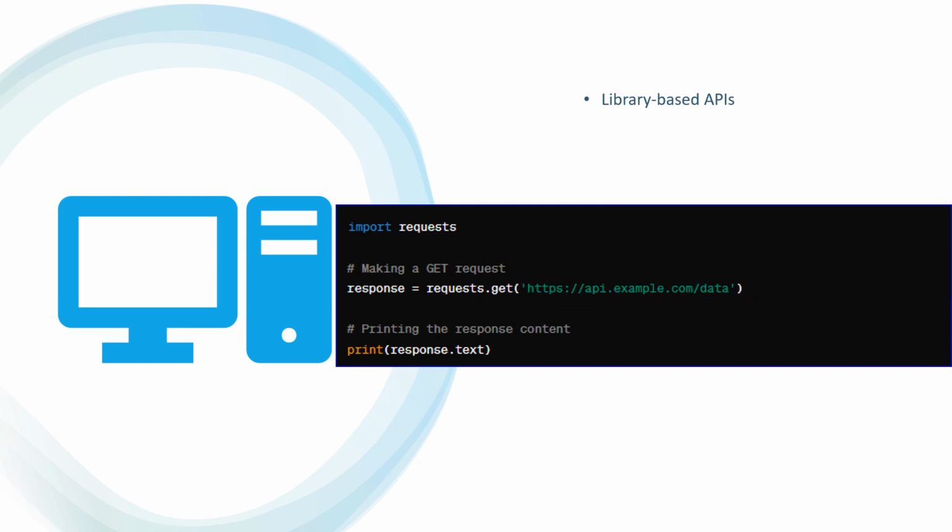The second type of API is library-based APIs, and these APIs are provided as a library or software development kit, SDK, that the developer can include in their application. Library-based APIs offer predefined functions and methods for performing a specific task within the application. So here's an example. This is a Python script. I'm importing requests, and this is going to be the library. And then you are going to make a call to this endpoint, which is https://api.example.com/data.